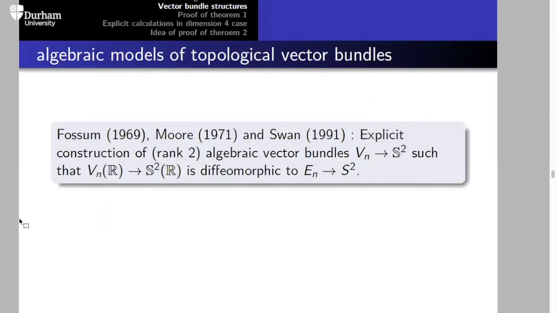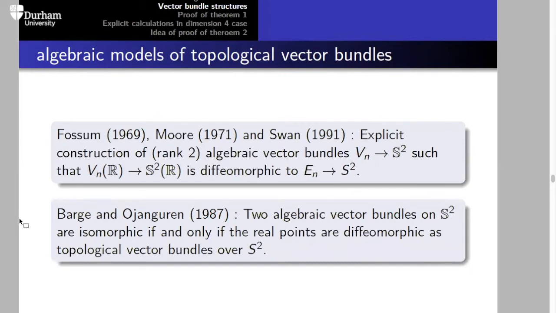Okay, now what I'd like to do is find algebraic models of these topological vector bundles. First of all, it's been known for a long time that it could be done. Fossum in 69, Moore 71, and then Swan later in 91 gave explicit constructions of algebraic vector bundles. And so in the case of rank 2, you can make algebraic vector bundles Vn over S2 such that the real points are exactly diffeomorphic to En over S2.